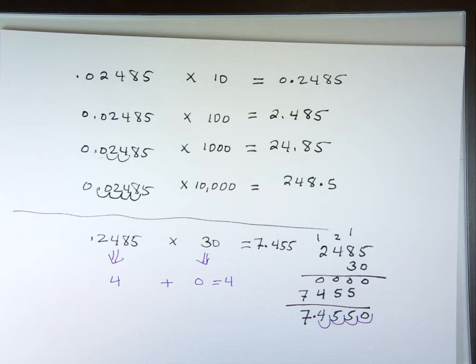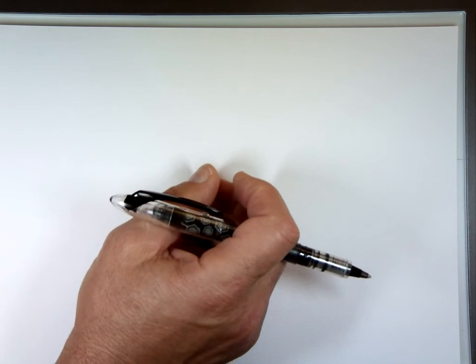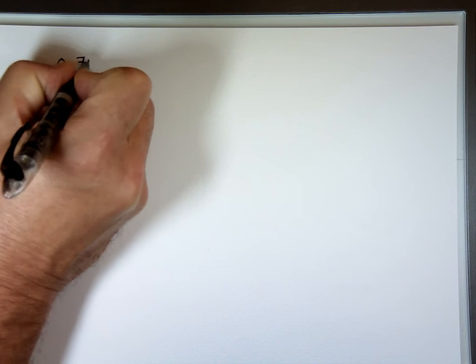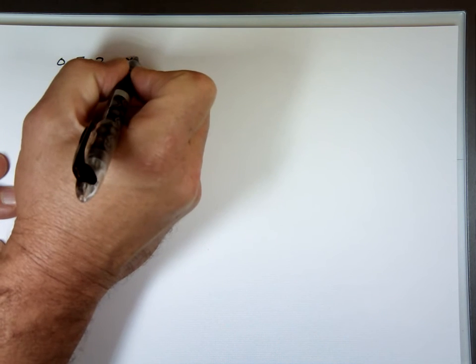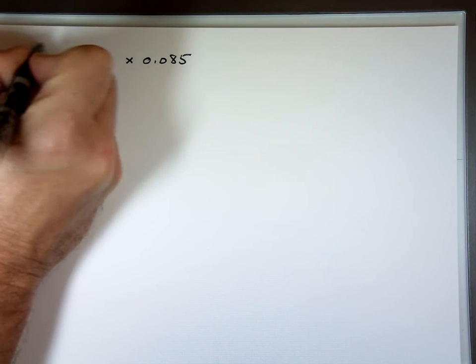And the last thing which our book keeps bringing back is estimation. Again, you want to estimate. I'm not looking for the exact answer. I'm looking for a neighborhood answer. So if I have 0.703 times 0.85, and the question is estimate.